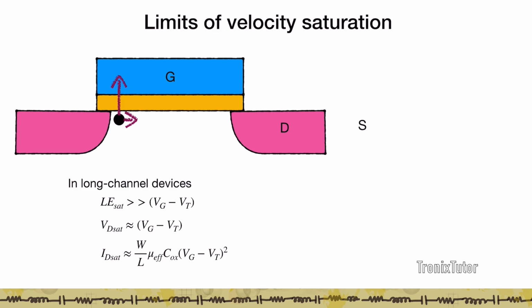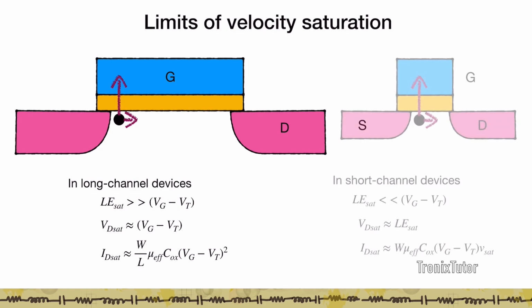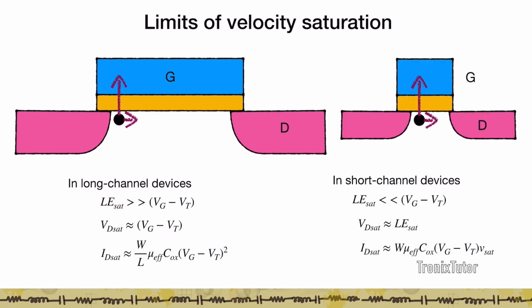To compare the two, let's think about the limits of velocity saturation. In long channel devices, I have this term Le sat. So whenever I want to evaluate whether I should apply velocity saturation or not, it's very useful to look at this expression, or this product of L times E sat. Now, if this L times E sat is much larger than Vg minus Vt, this indicates that the channel is a long channel device. There is no velocity saturation that's happening. And so my Vd sat is Vg minus Vt and my Id sat is given by the square law model.